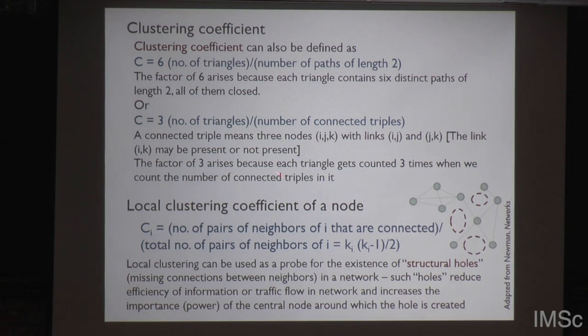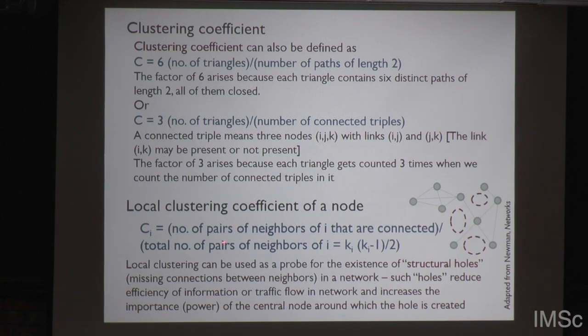Depending upon how you define it, you could have 2 different measures. One is basically a global measure, where you're simply counting the number of triangles and dividing by the number of connected triples. There's a factor of 3 that you have to take care of, because each triangle can be counted as ABC, BCA and CBA, so you need to take that into account. But this ratio essentially would tell you how many total connected triples would be closed in your network.